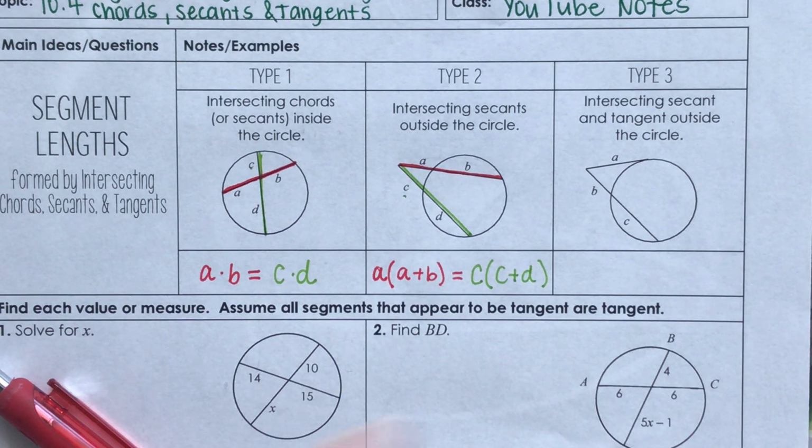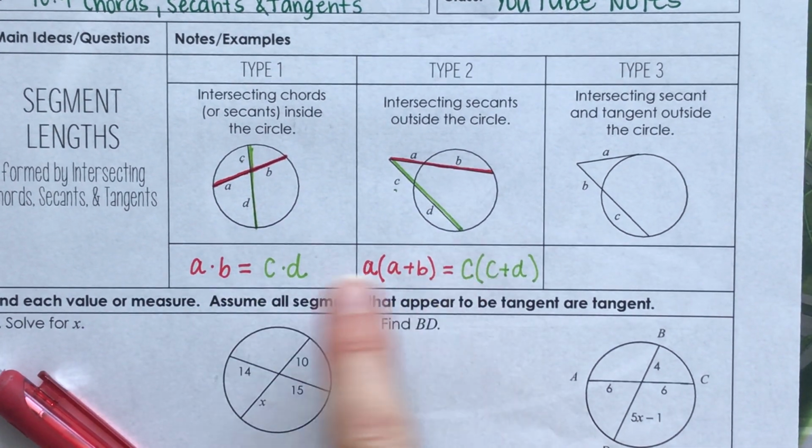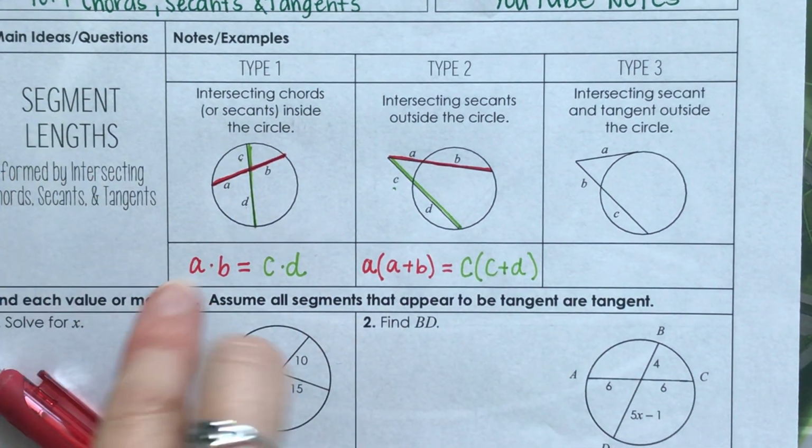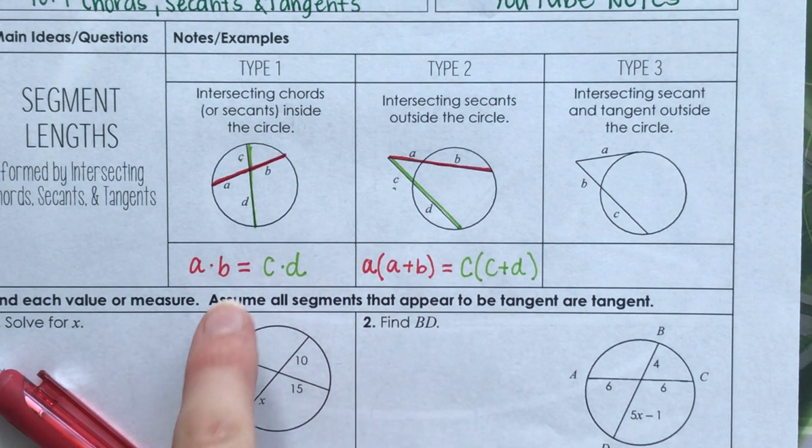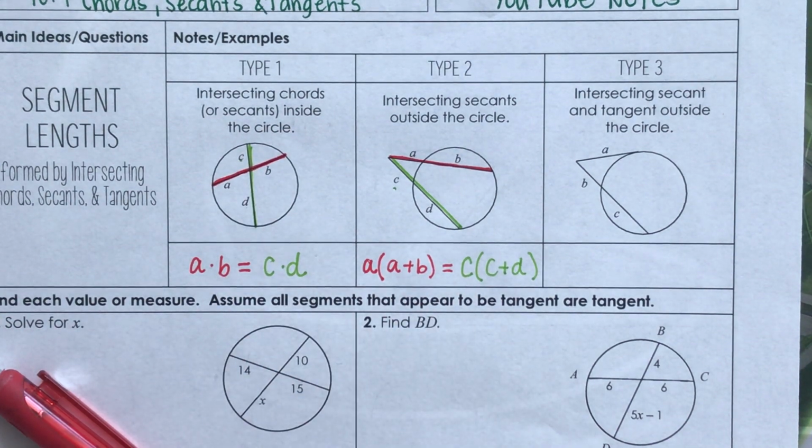So you should have two sides that are equal. What you're noticing here is whenever you've got segment lengths that are intersecting, they should be equal to each other.